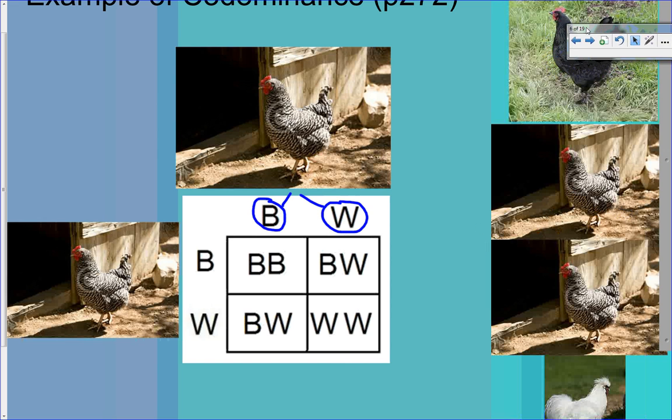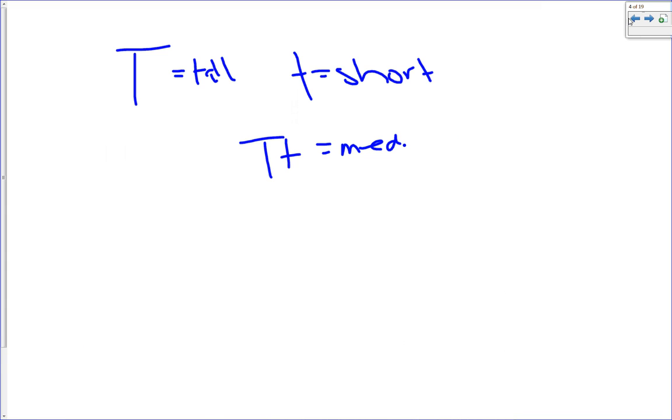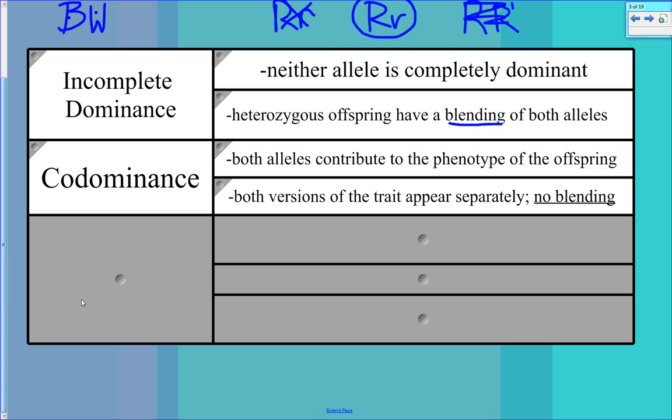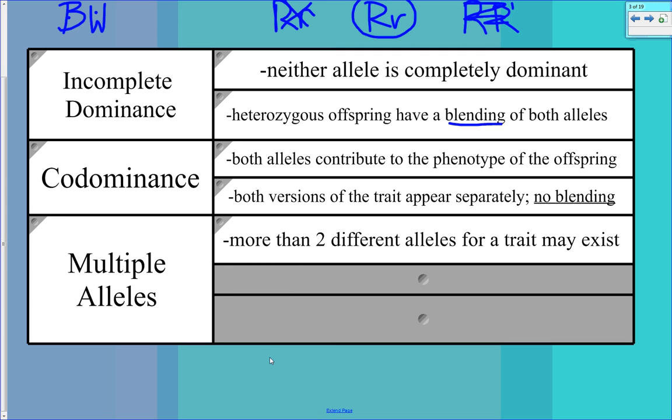All right, so the last type of special dominance is called multiple alleles. Multiple alleles means that there's more than 2 different alleles that exist. Now, remember, each person or individual can only get 2 alleles for a trait, one from mom and one from dad. If you're not sure why that happened, go back and review the meiosis video. And some alleles are more dominant than others.